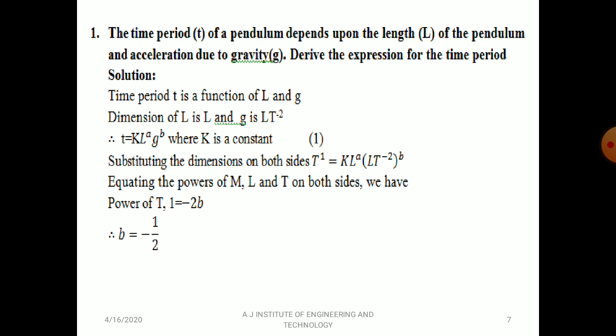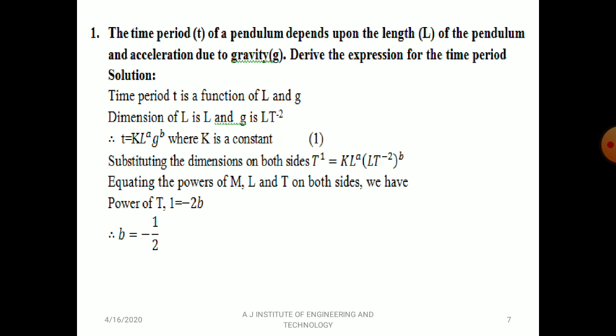So let's go for a problem here. First problem: the time period, represented by small letter t, of a pendulum depends upon the length, capital letter L, of the pendulum, and acceleration due to gravity, small letter g. Derive the expression for time period. So here we can see the time period t depends on two parameters, length and acceleration due to gravity. So we can see from this problem itself that time period is a dependent parameter, whereas length and acceleration due to gravity are independent parameters. So we have to express time period in terms of L and g.